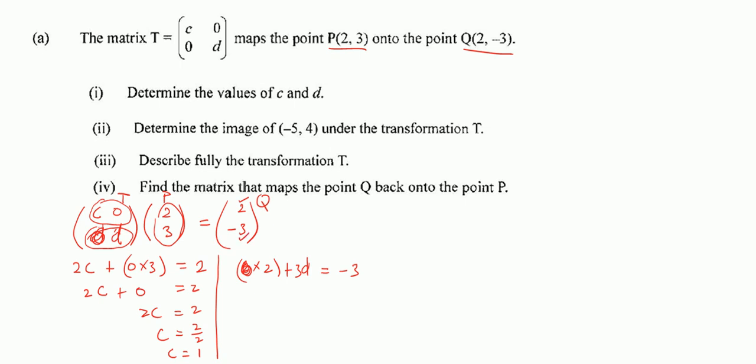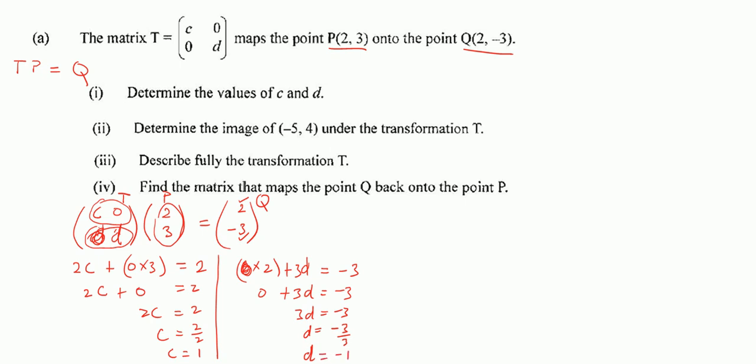Just remember, when you're given a matrix T and a point P, T multiplied by P, as matrix multiplication, should be equal to Q. We always write the matrix first, before the coordinate. So 0 by 2 gives me 0, plus 3D, which is equal to minus 3. Therefore 3D is equal to minus 3, therefore D is equal to minus 3 over 3, so D is equal to minus 1.